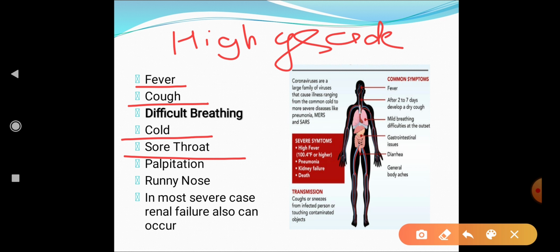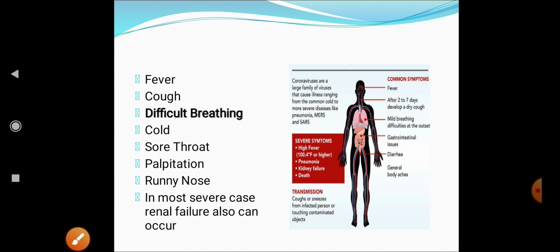And if your symptoms are severe, if your infection is severe, then you might have pneumonia or bronchitis, and you can have difficulty in breathing. So this is the most notorious symptom that brings the patient to the hospital. Sometimes you can have palpitation, means increased heart rate. In the severe case, your kidney also can fail, and in a few patients the presentation can be diarrhea.